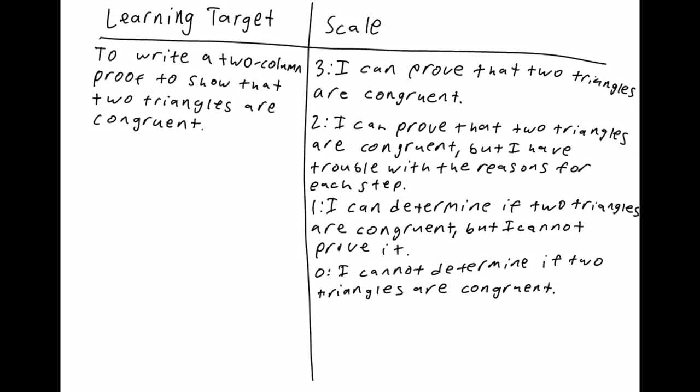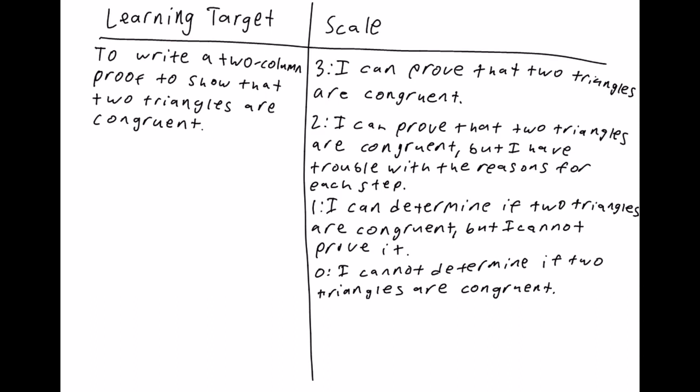Really? Prove it. The learning target for today is to write a two-column proof to show that two triangles are congruent. So we did this with parallel lines, proving that those were parallel. Now we're going to prove that two triangles are congruent. So, a scale, 3, you can prove that two triangles are congruent.